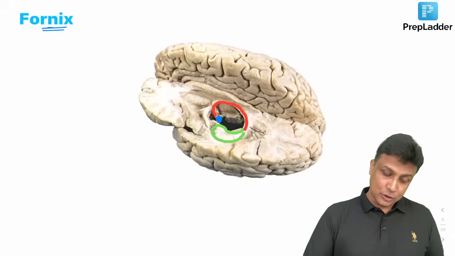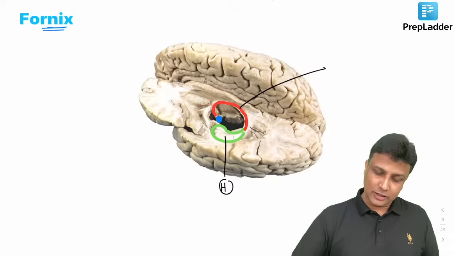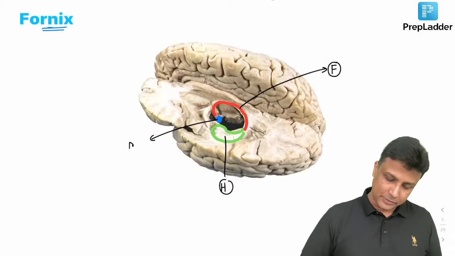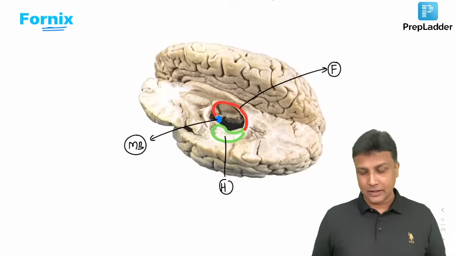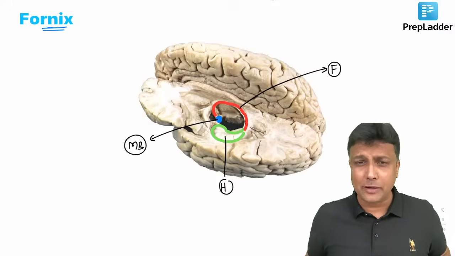So this one here will be your hippocampus, and this one here will be the fornix, and finally this one here will be the mammillary body, my dear friends. The hippocampus, and then from there you'll be having the fornix going and getting attached to the mammillary body.